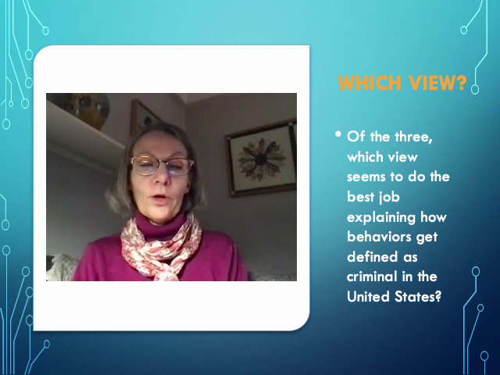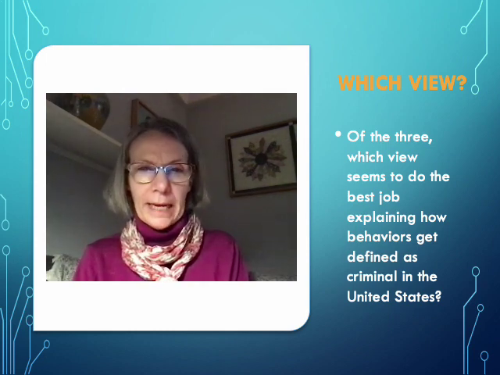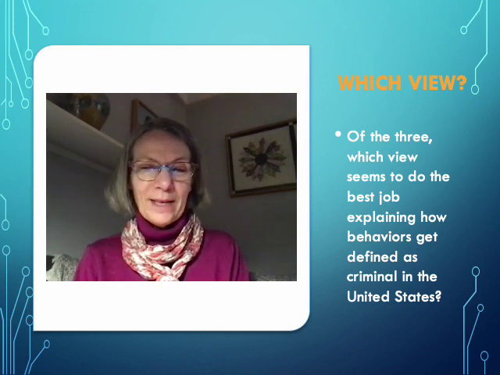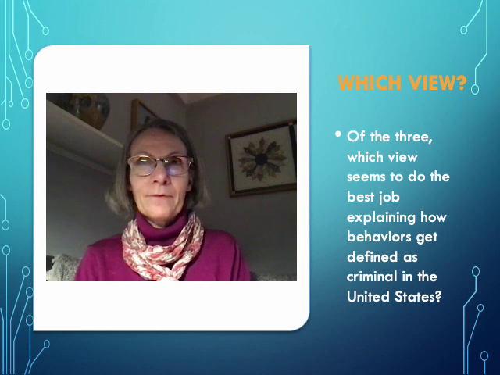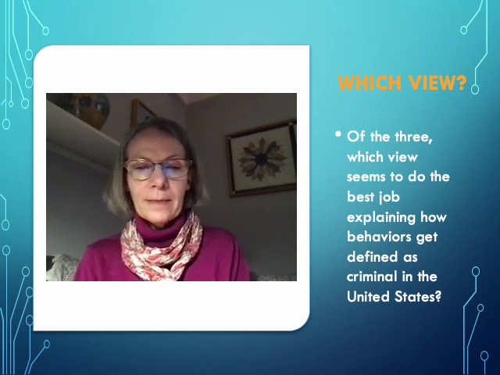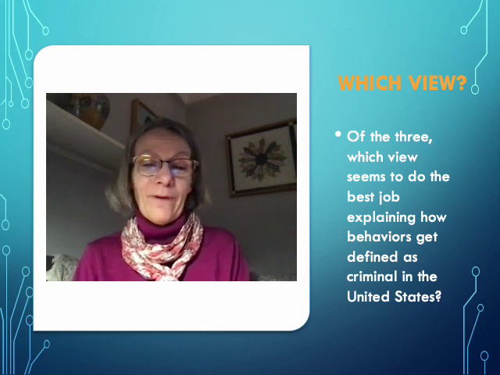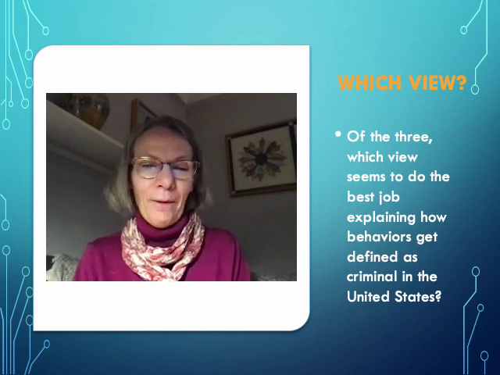So now that you've learned about these three views, which view do you think does the best job of explaining how behaviors get defined as criminal in the United States? I think one of the things you'll find is that, just as we saw with the six perspectives on criminal justice that we learned about last week, each of them has some important insight in helping us understand the criminal justice system in the United States, I think you'll probably find that each of these views also offers a unique perspective for how to think about how behaviors are or are not criminalized.